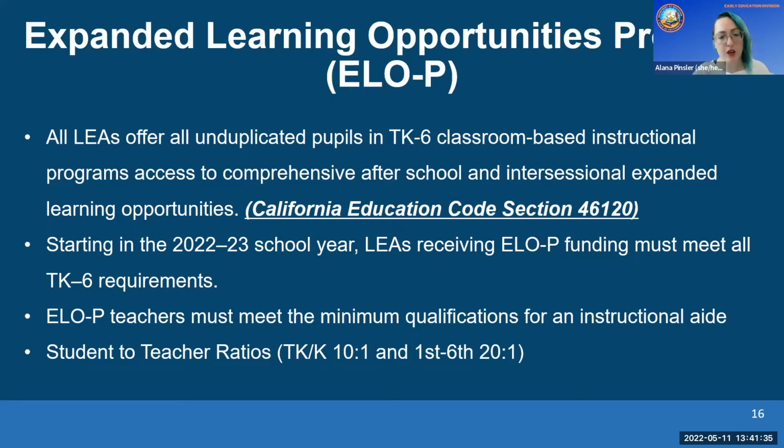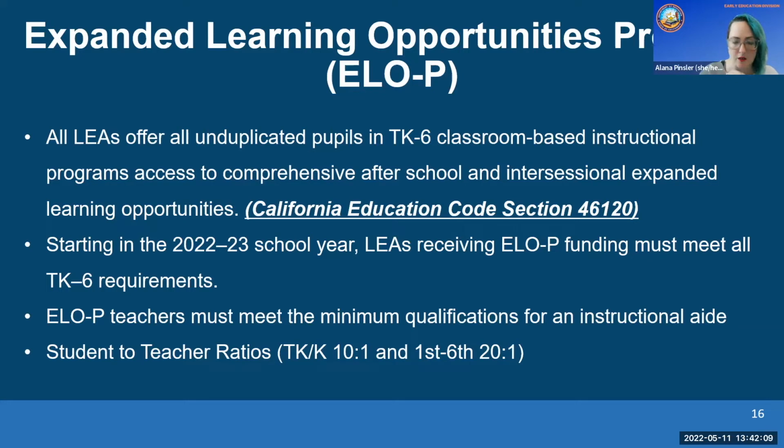Starting in 22-23, that's next year, LEAs receiving ELOP funding must meet all TK through 6 requirements, which includes offering a minimum of no less than 9 hours of combined instructional time and expanded learning opportunities per instructional day for all students in TK through 6. Once that requirement is met, an LEA may then exceed the requirements of serving additional grade spans and/or expanded hours of programming.